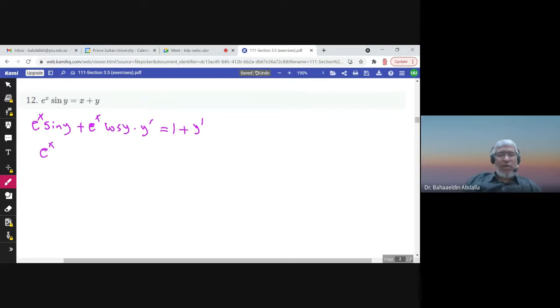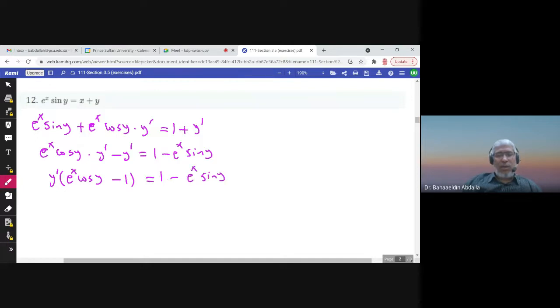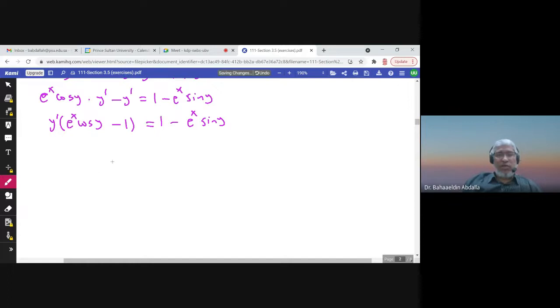Okay, take all terms with y prime to the left-hand side. Keep the 1 and take e^x sine y to the other side. And now take y prime as a common factor. So I have e^x cosine y minus 1. And now I can solve this equation for y prime easily. And this would be the derivative dy by dx or y prime.